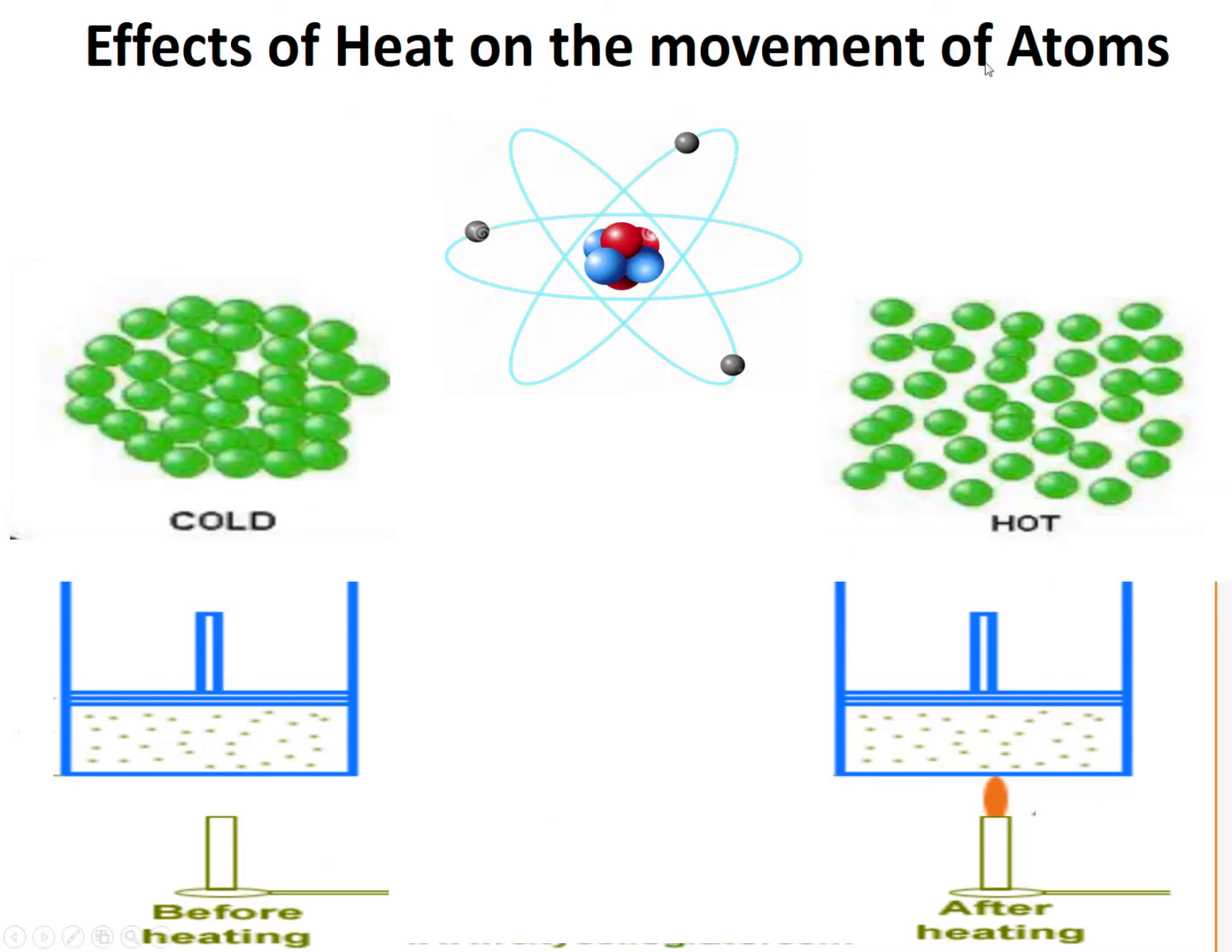Effects of heat on the movement of atoms. Atoms keep moving all the time. However, they do not move or vibrate at the same speed. Some move faster and some move slowly, okay? When we heat an object, its particles start moving faster. And when we cool an object, its particles move more slowly. Okay, students?